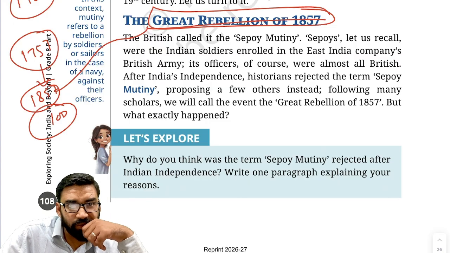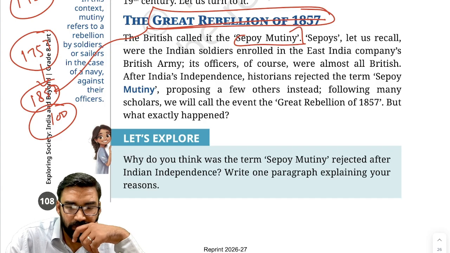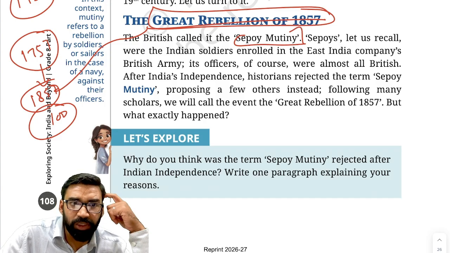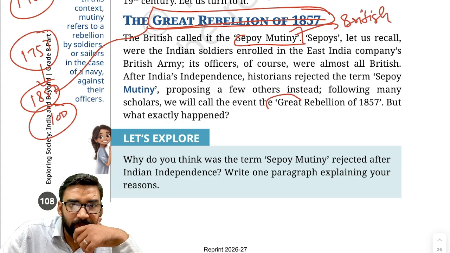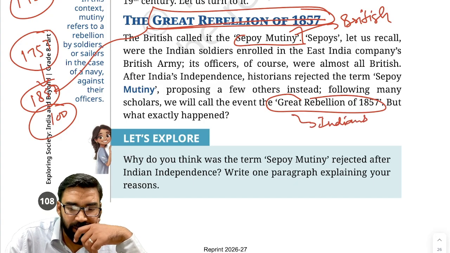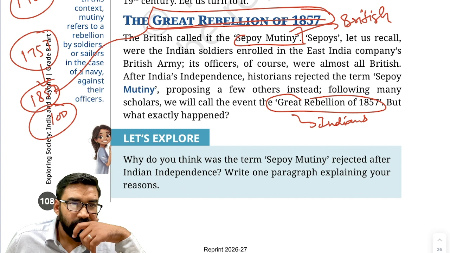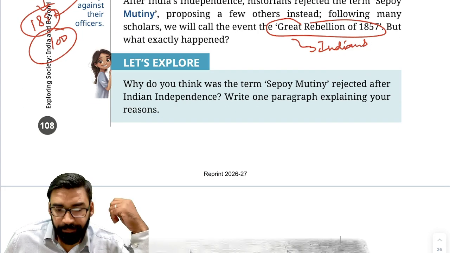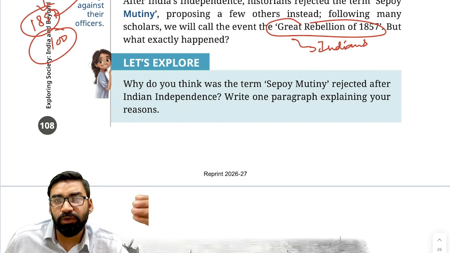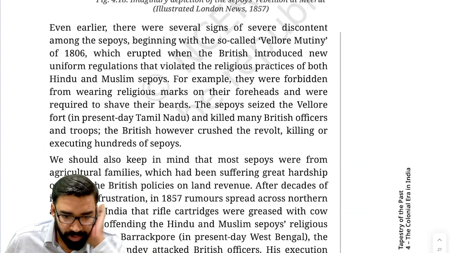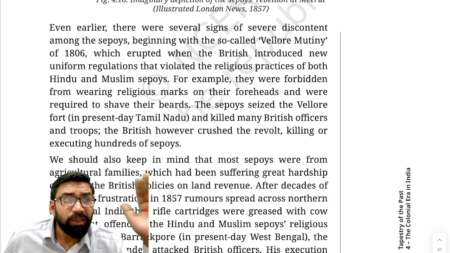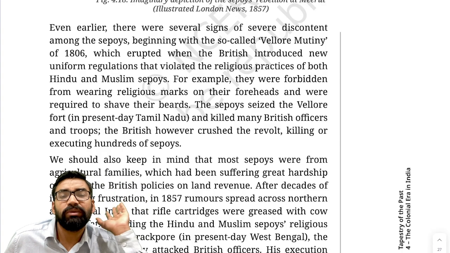Fine. This is also called the Sepoy Mutiny. Clear? Now, this Sepoy Mutiny is the term used by the British. Who used this term? The British used this term. Clear? Indians use the term Great Rebellion. Clear? Now, what is Sepoy? Indian soldiers in the East India Company are called Sepoys. Clear? Fine? And the officers were almost all British.